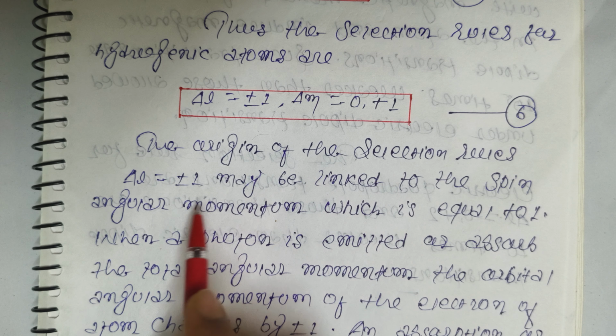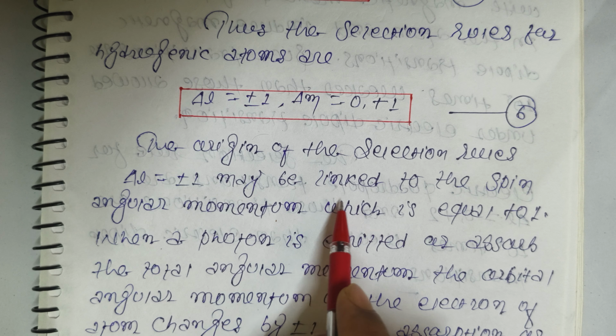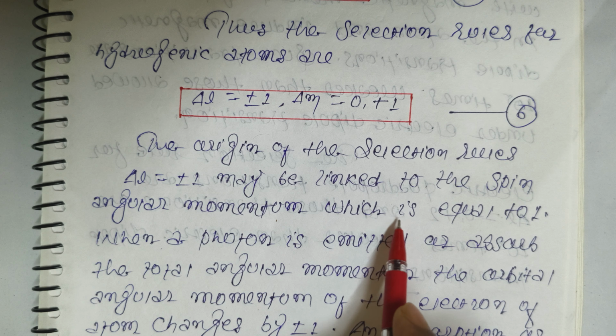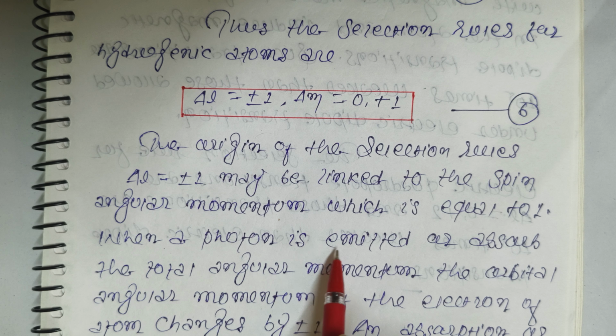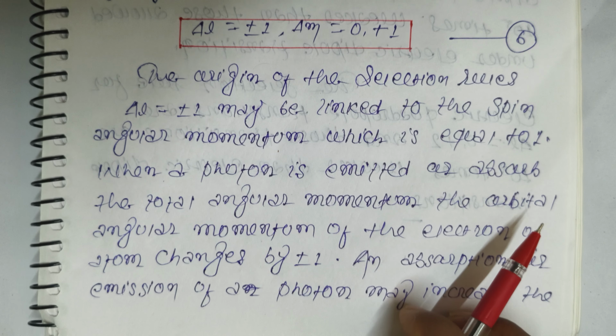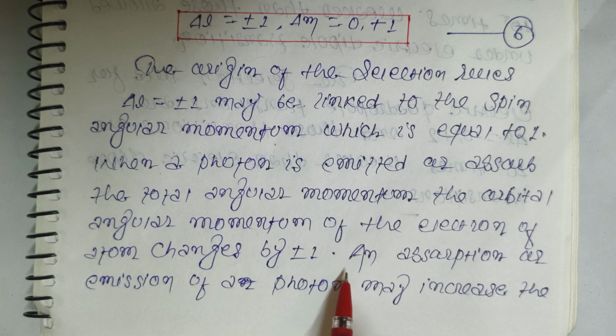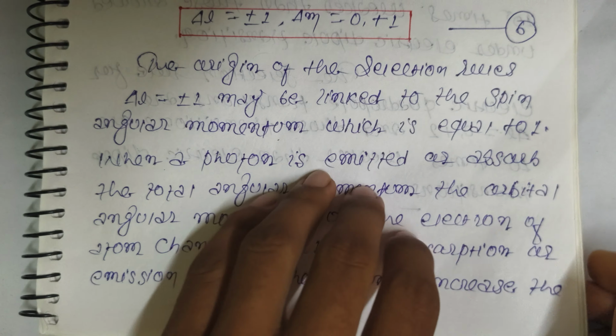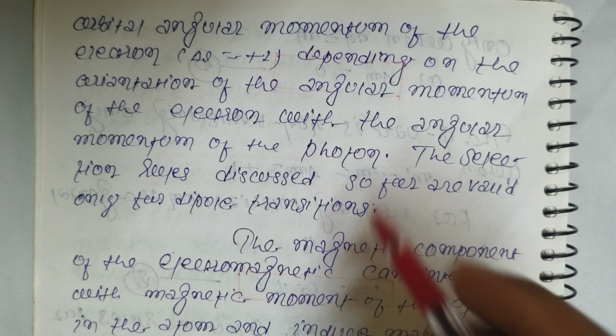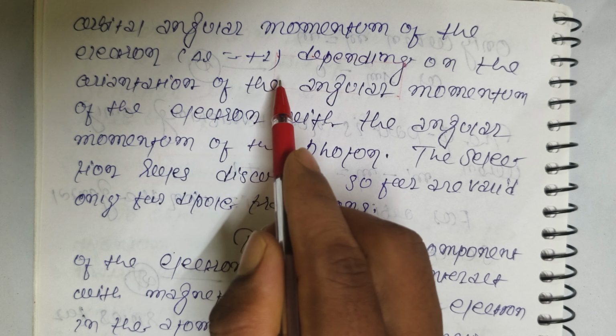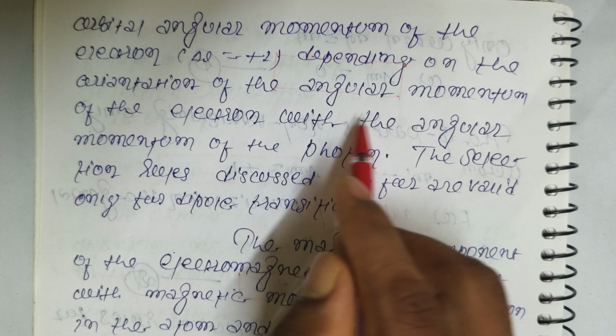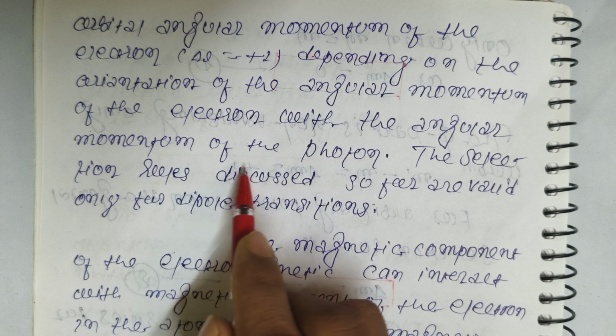The origin of the selection rule Δl is equal to plus or minus 1 may be linked to the spin angular momentum, which is equal to 1 when a photon is emitted or absorbed. The total angular momentum is conserved, so the orbital angular momentum of the electron of the atom changes by plus or minus 1 on absorption or emission of a photon. It may increase or decrease the angular momentum of the electron, Δl is equal to plus or minus 1, depending on the orientation of the angular momentum of the electron relative to the angular momentum of the photon.